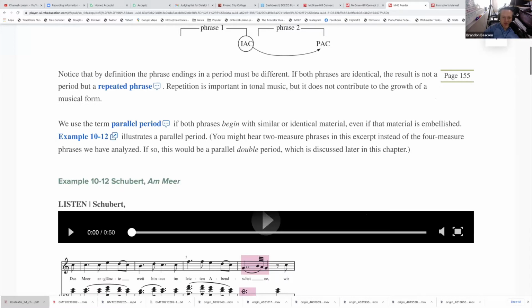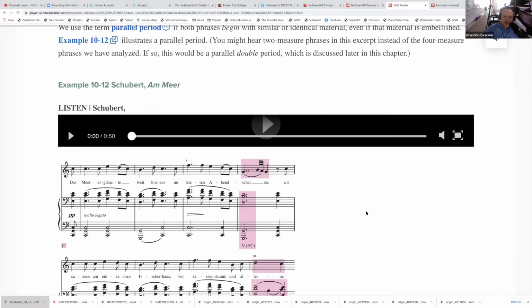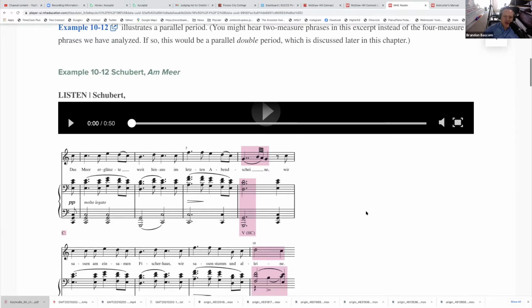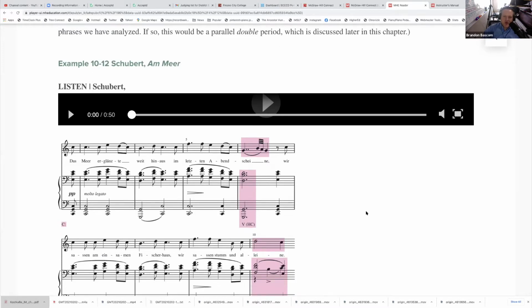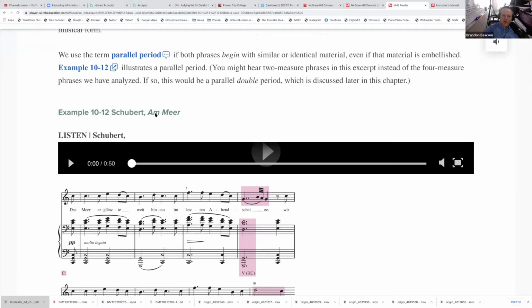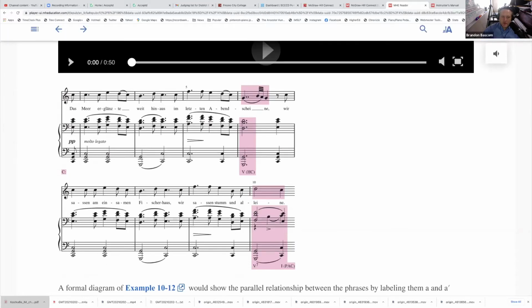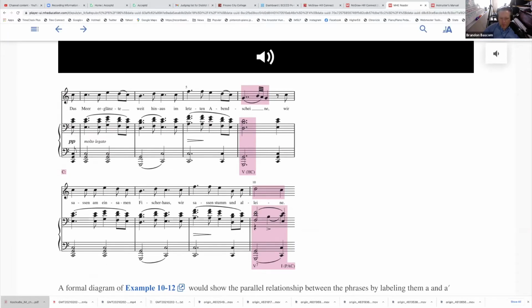We use the term parallel period if both phrases begin with similar or identical material, even if that material is embellished. Example 10-12 illustrates a parallel period. You might hear 2 measure phrases in this excerpt instead of the 4 measure phrases we have analyzed. If so, this would be a parallel double period, which is discussed later in this chapter. So what are we listening for? We're listening for a parallel period. Both are going to begin with similar or identical material, even if it's embellished. Example 10-12.